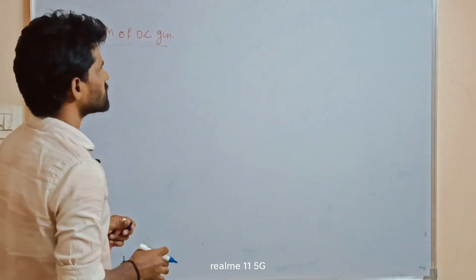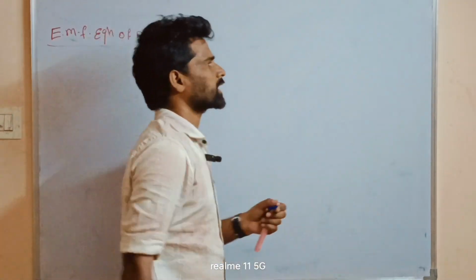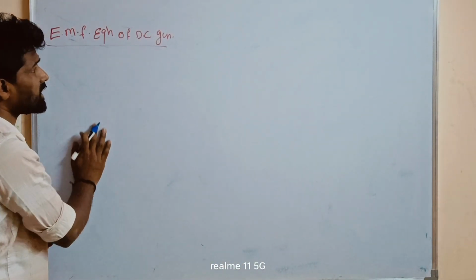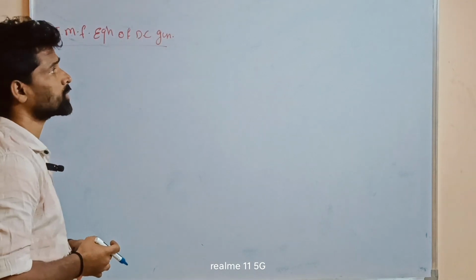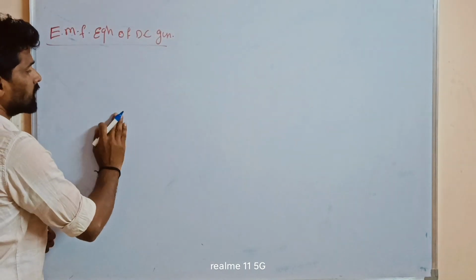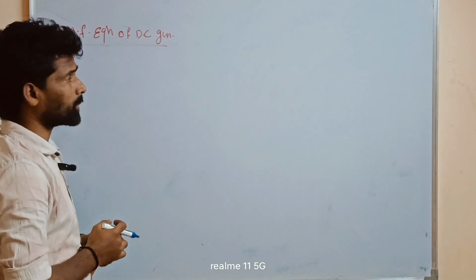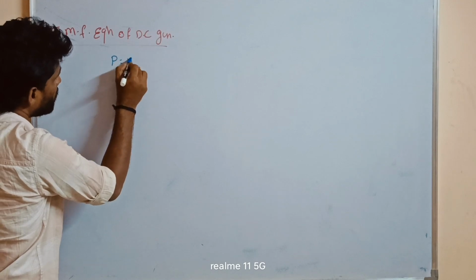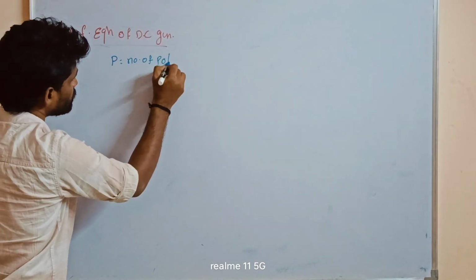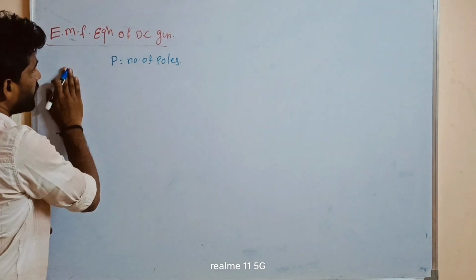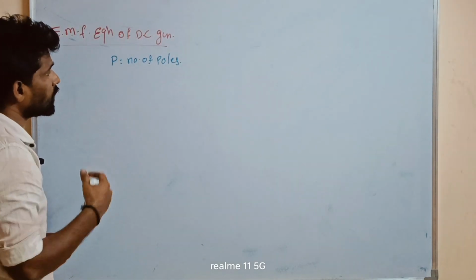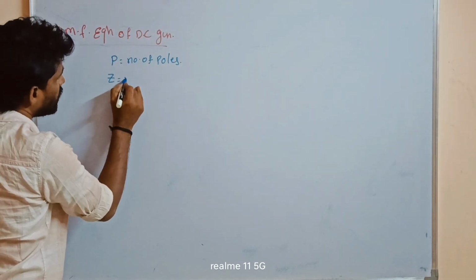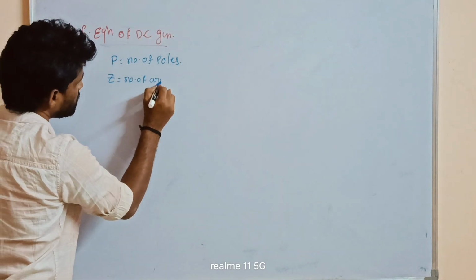So what are the basic concepts? In previous classes we have studied armature reaction and the construction part. The construction part basically has the stator part and rotor part. In the stator part, P is equal to the number of poles. Coming to the rotor side, we have the number of conductors, indicated by Z, which is the number of armature conductors.